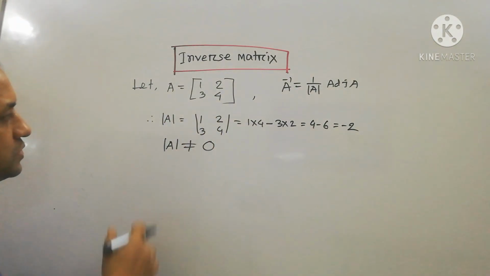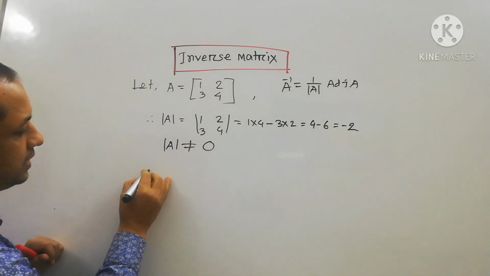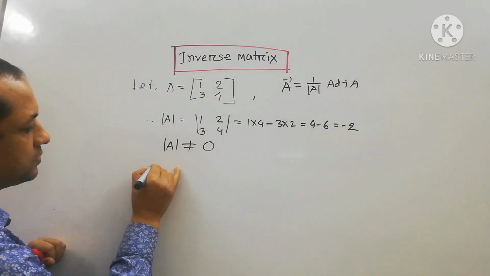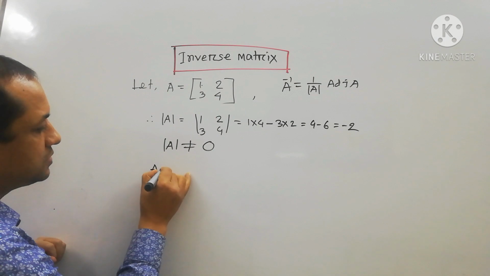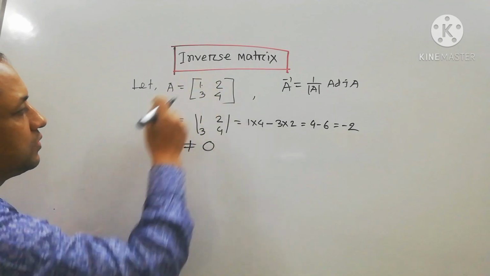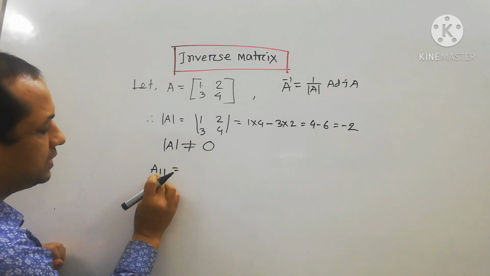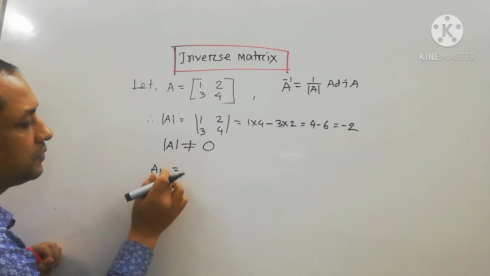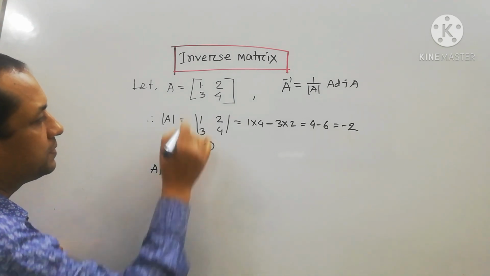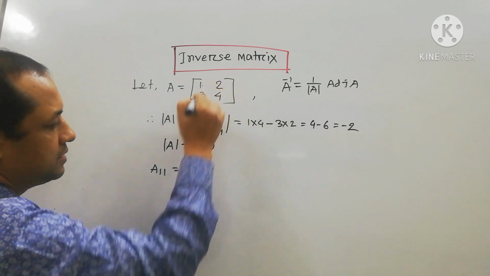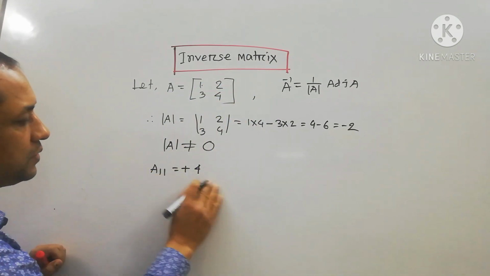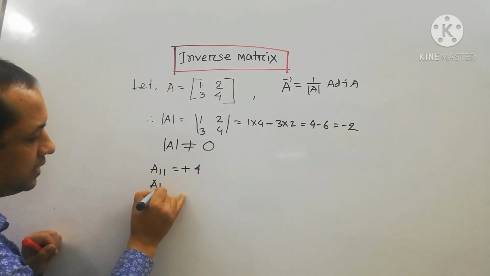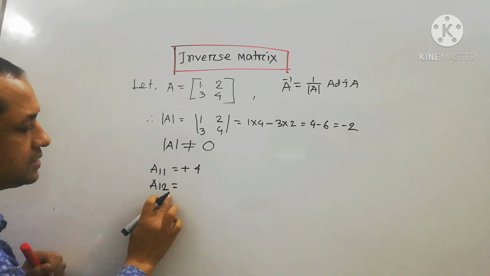Now we have the adjoint of matrix A. Here the adjoint of matrix A comes from the cofactors. Now find the cofactors. Here the cofactor of 1 is A11. The cofactor of 1 is in first row and first column. So here first row and first column sum is even, so it is positive. First row and first column are cancelled, so the minor is 4. So A11 is 4. Similarly, the cofactor of 2 is denoted by A12. This is first row and second column.